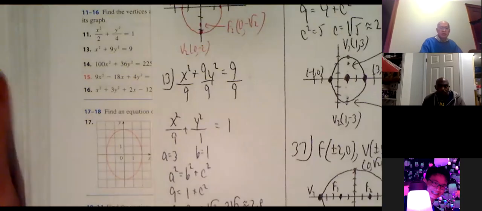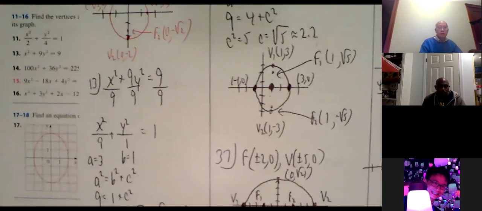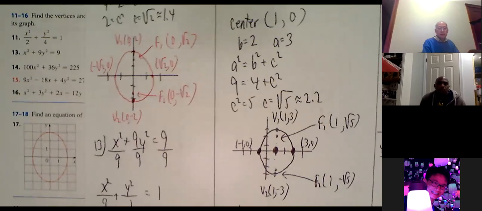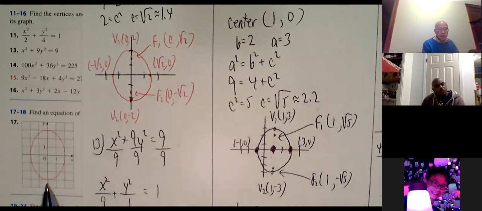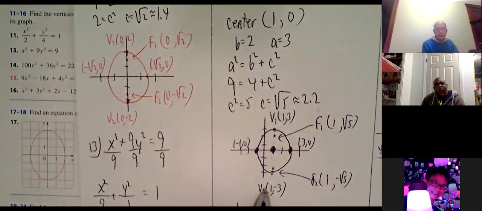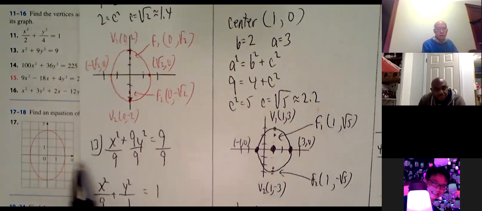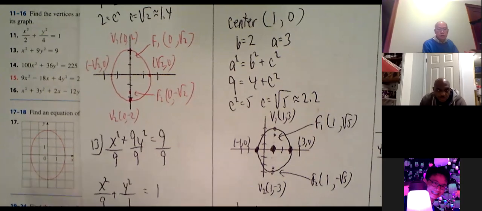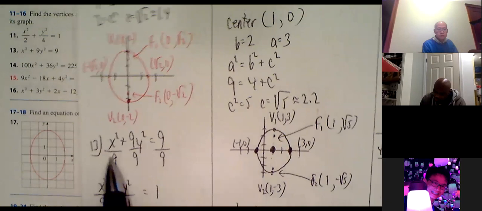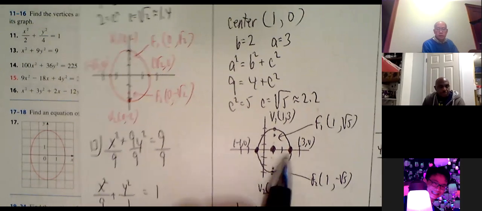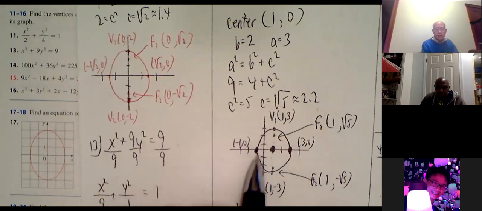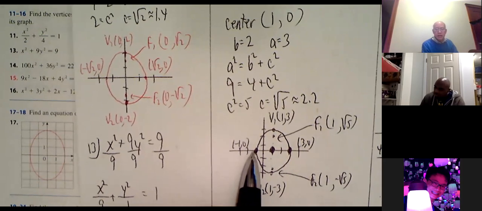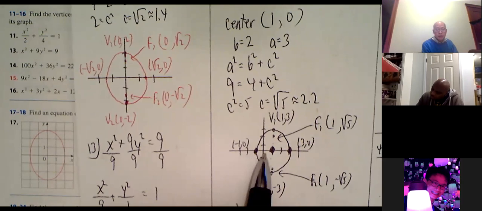Can I show you both at the same time? I kind of have to move the book over. Okay, (0, 3), (0, -3). (1, 3), (1, -3). (-2, 0), (-1, 0). (2, 0), (3, 0). This is just this thing shifted 1 unit to the left. Everything's the same, isn't it?